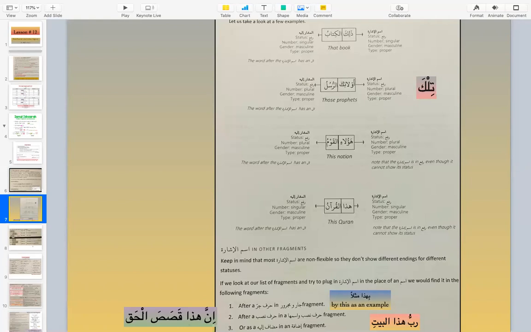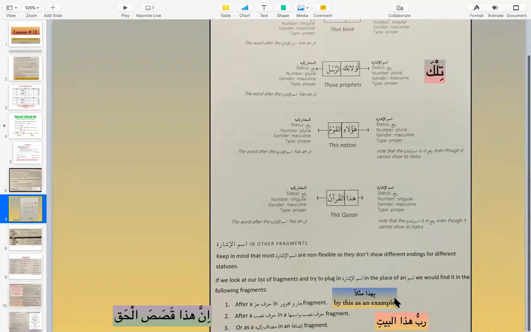Then haza can also be mudaf ilayhi. So again jar. Rabbu hazal bayti. When we say rabbu hazal bayti, rabbu is our mudaf, Rab of this house. This is our idafa fragment, and after haza we have al, so I'm translating it as this house. Rab of this house, rabbu hazal bayti. This is how we can figure it out when something comes before them, harfu jar or harfu nasab or anything. This haza is playing the role of mudaf ilayhi. Even though they are not showing us the status, inshallah, alhamdulillah, we are able to figure out what status they are in.